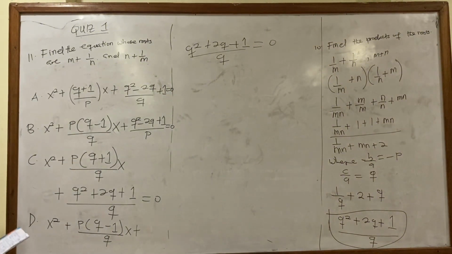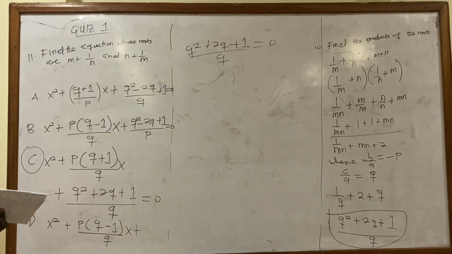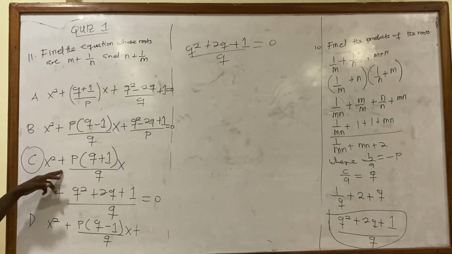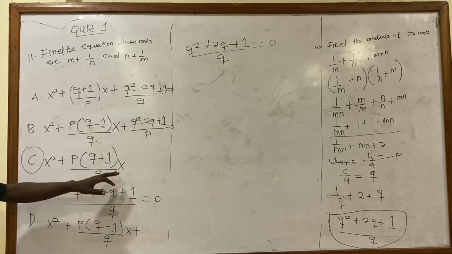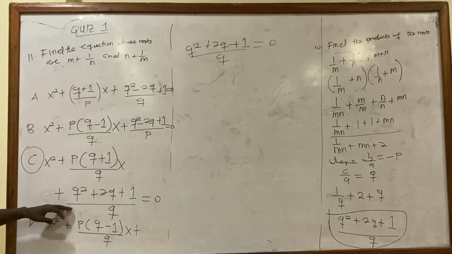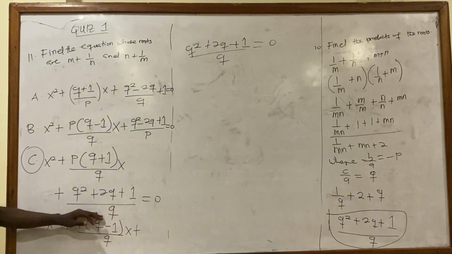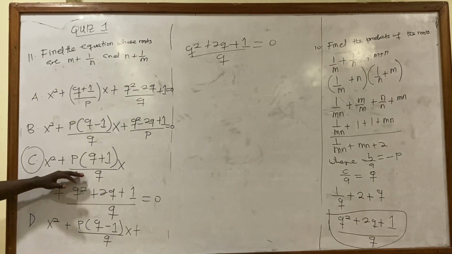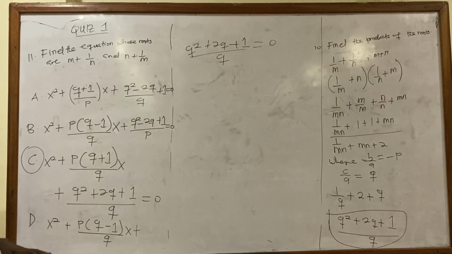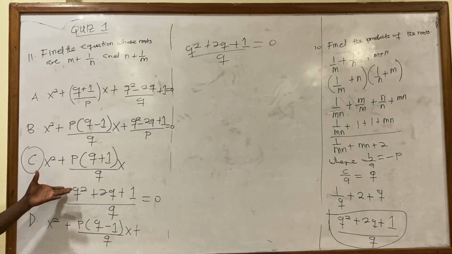So looking at what we've already done, we can boldly say that the correct answer is C: x squared plus p(q+1)/q times x plus q squared plus what? Q(2q+1)/q, should be 0, because for the sum we have this and for the product we have this. So we just combine them.